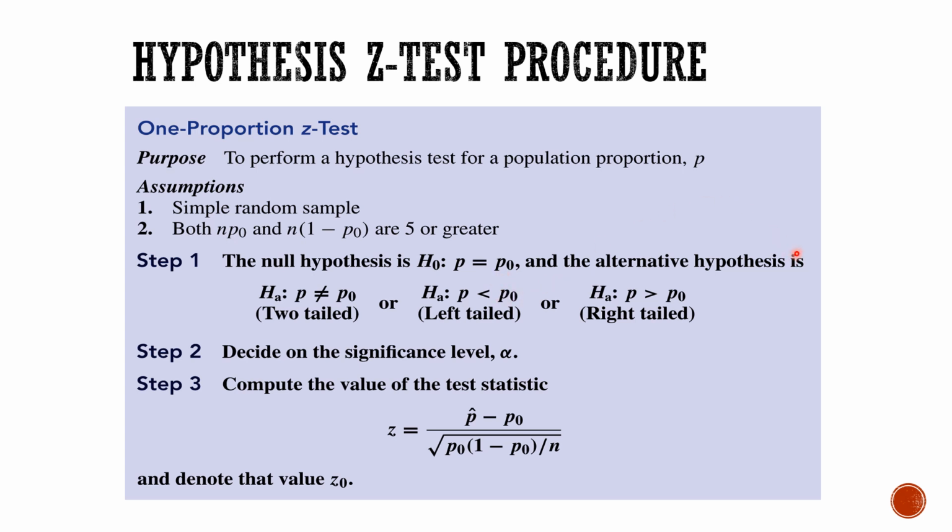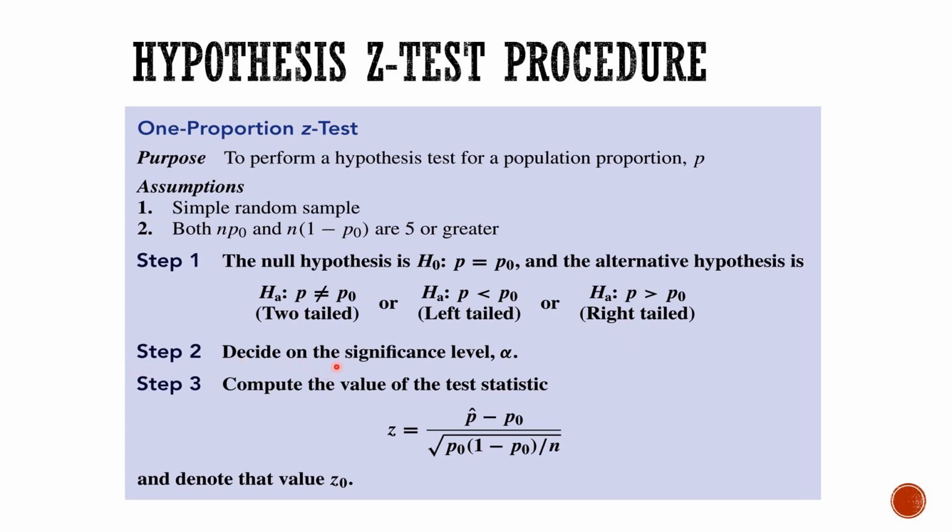And the alternative hypothesis will be stated in one of these three ways. It could either be a two-tailed test, therefore p not equal to p sub 0, or H sub A: p less than p sub 0, in which case it will be a left tail test, or H sub A: p greater than p sub 0. In that case, it's a right tail test.